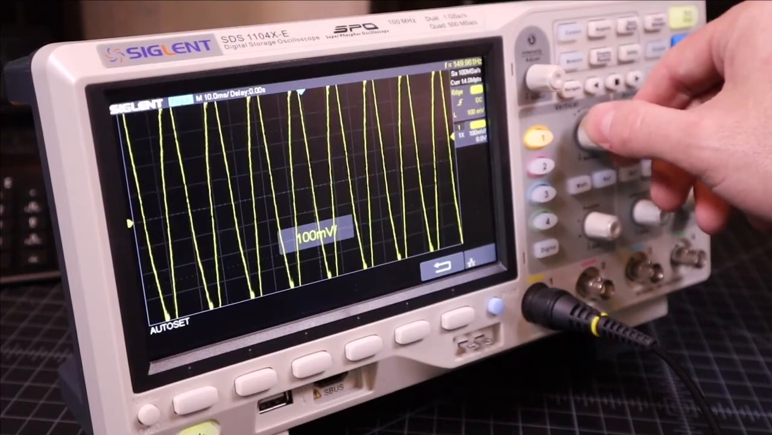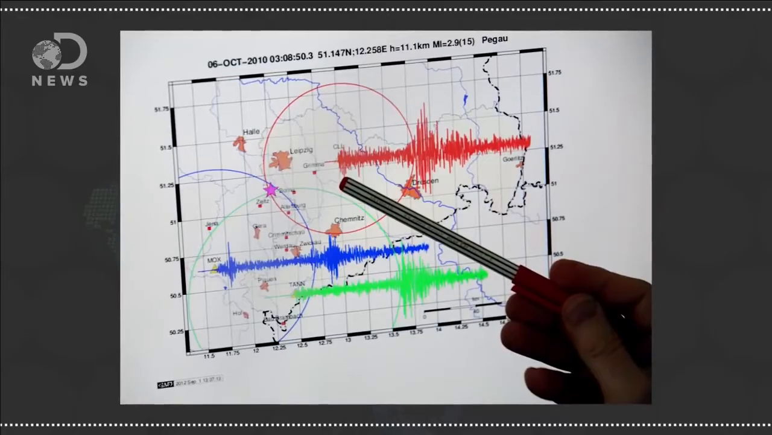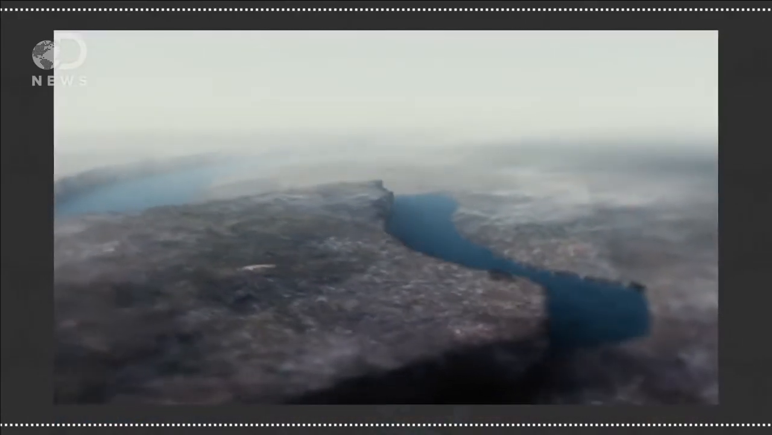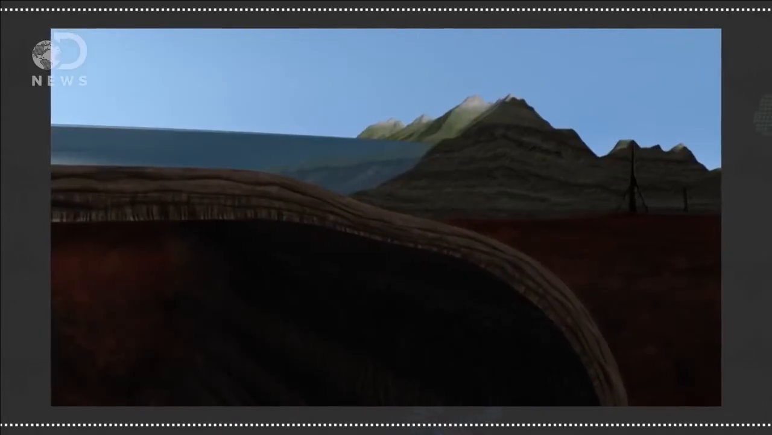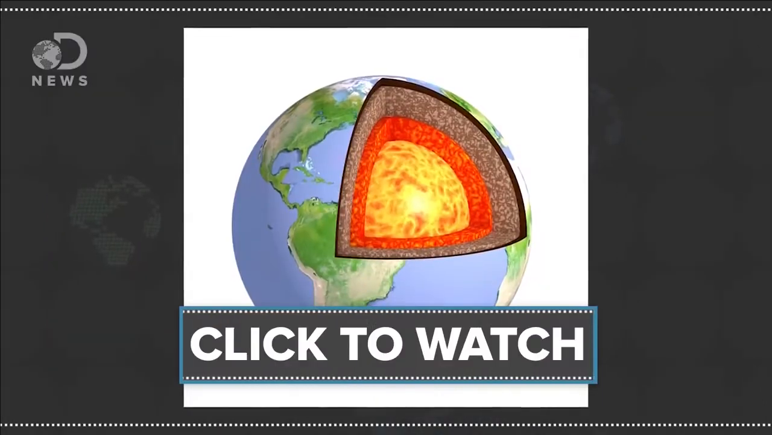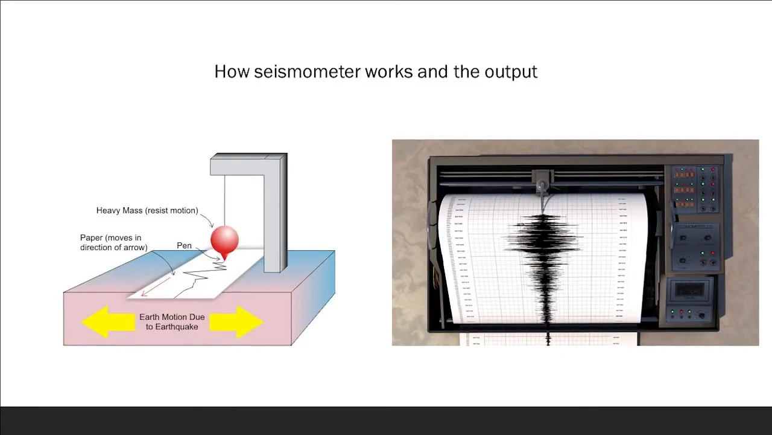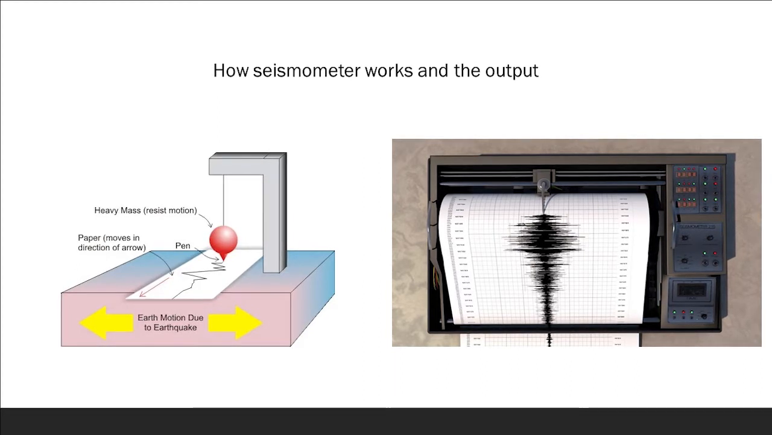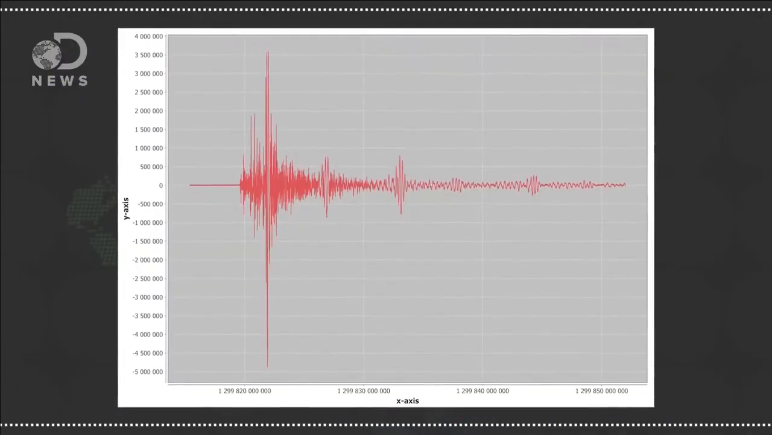Other than that, we also have the seismometer, which we use to detect earthquakes. A seismometer is an instrument that responds to ground noises and shaking, such as caused by earthquakes, volcanic eruptions, and explosion. They are usually combined with a timing device and a recording device to form a seismograph. And this is how the seismometer works and the output looks like.